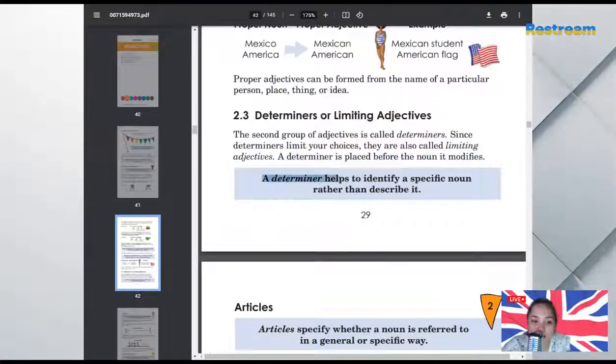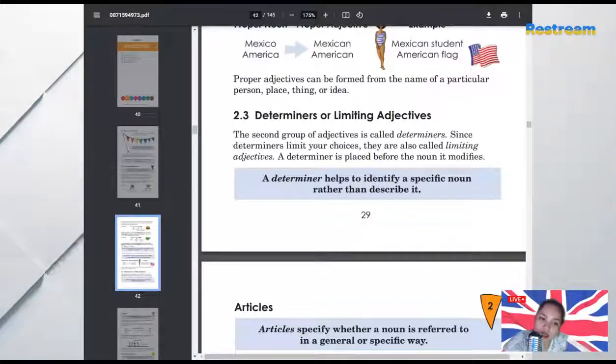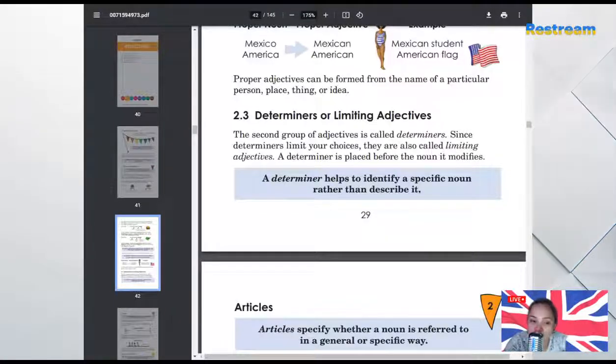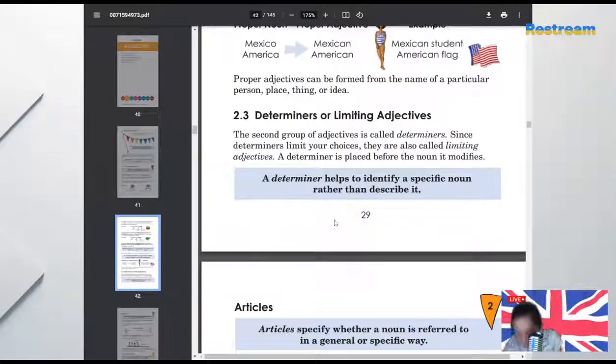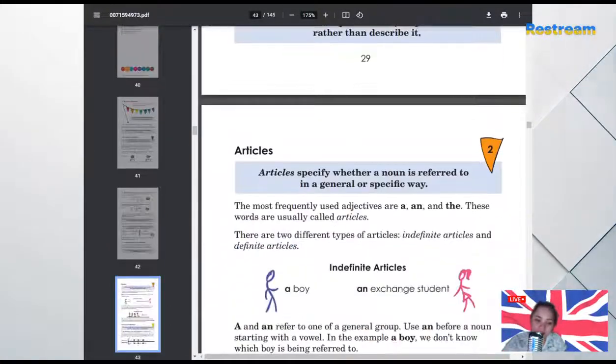A determiner helps to identify a specific noun rather than describing it. So in this type of adjective use, we are using a determiner to determine or to identify which one is the subject, the specific noun being described. For the next one, articles specify whether a noun is referred to in a general or specific way.